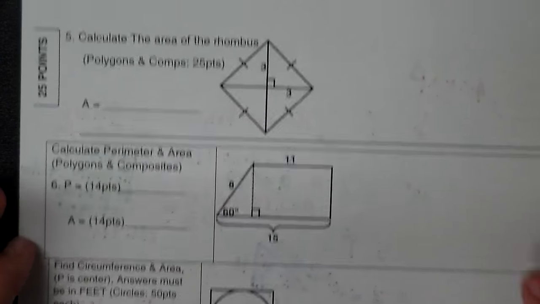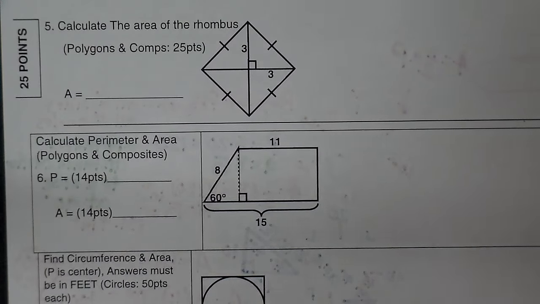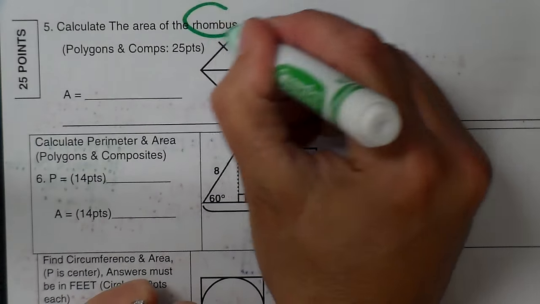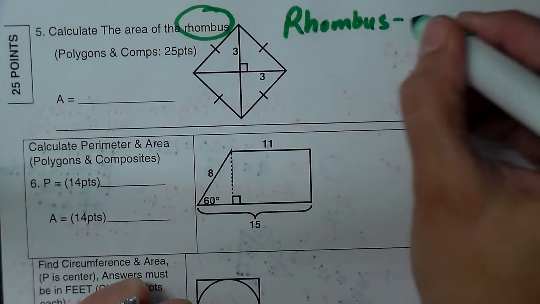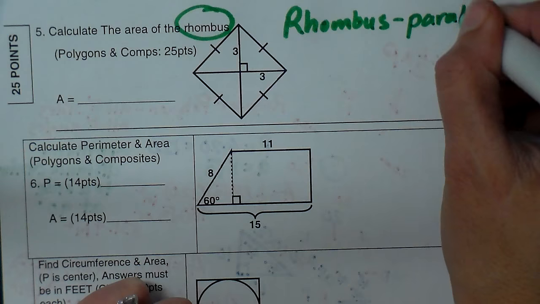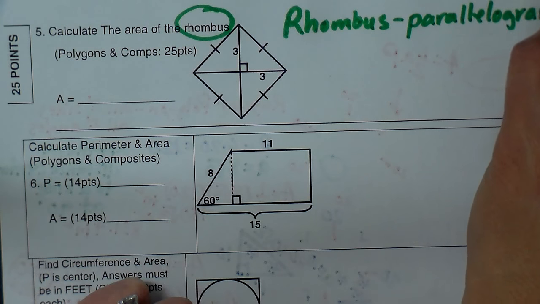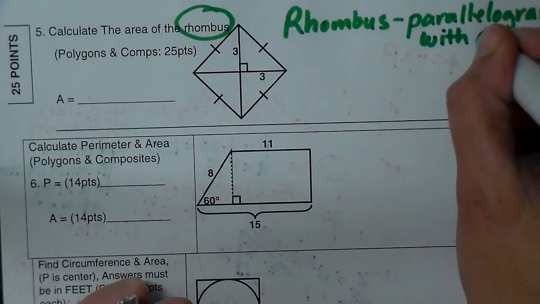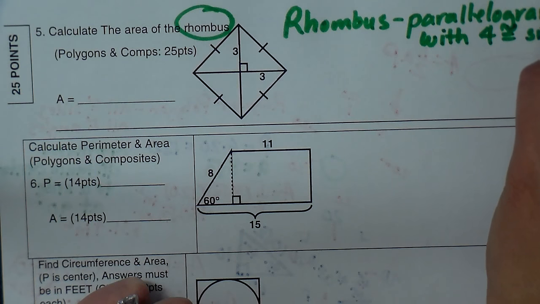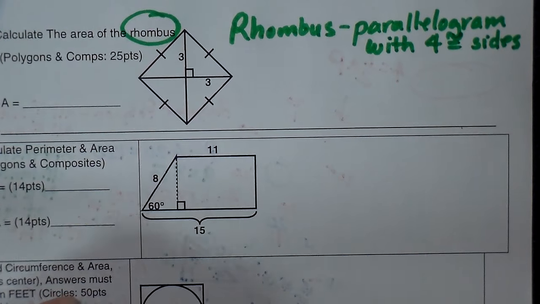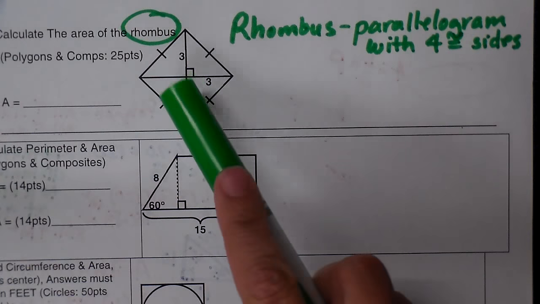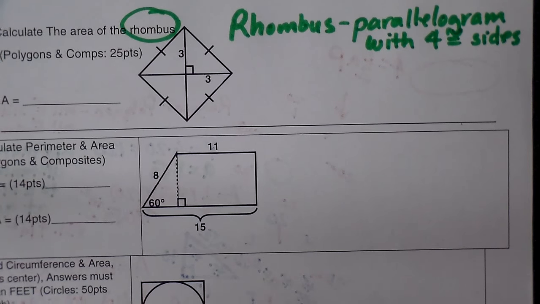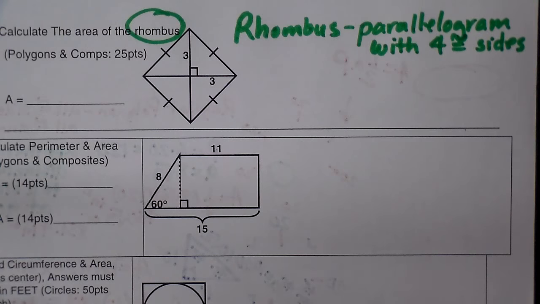So let's look at the back. All right, at the top, this one was a rhombus, okay? Now a rhombus, if you don't remember, is a parallelogram with 4 congruent sides. A square is a type of rhombus, okay? Now, you can't use the regular polygon area formula here because a rhombus is not regular. Only a square is regular. A rhombus can have 4 different angles.